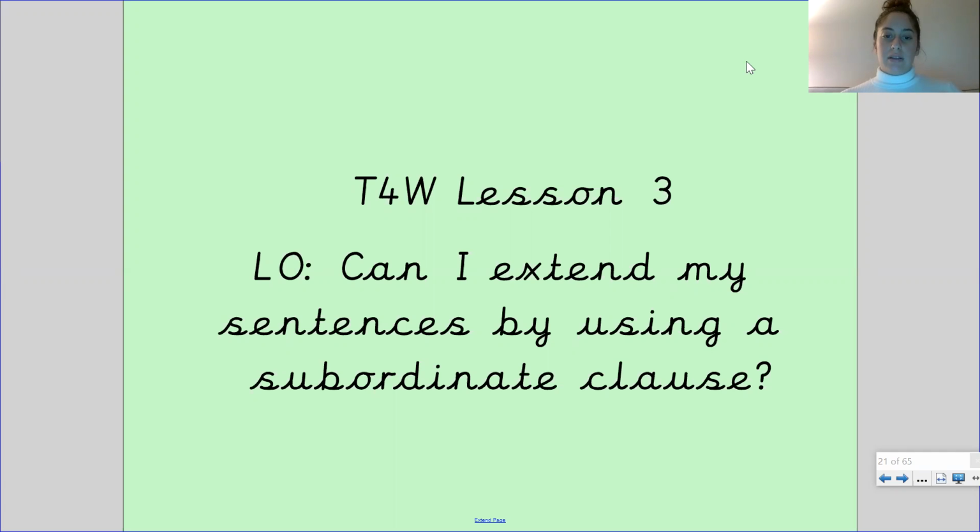In the previous lesson, we looked at how to create more complex sentences using relative clauses. And today we're going to look at extending your sentence by using a subordinate clause. Can you remember what a main clause is? How do we know and how can we identify a main clause in a sentence?